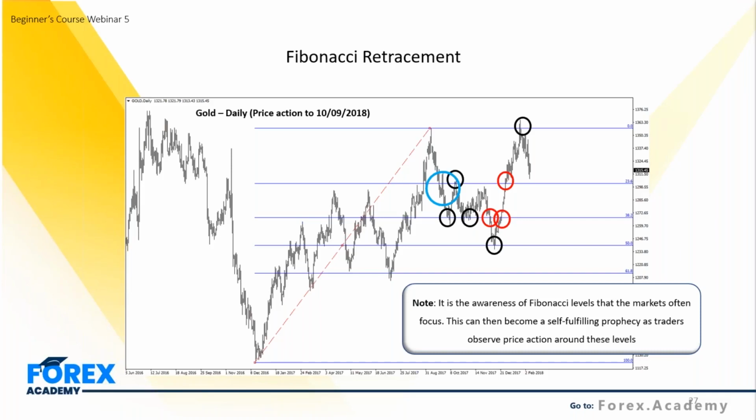What we can see are certain levels where we see bounces from our Fibonacci retracement, and levels where we see the price break through to the upside. So as technical analysts looking at the market structure, we'll be trying to identify the Japanese candlesticks to give us the key information that we need to trade. It is the awareness of Fibonacci levels that the market often focuses on. I suppose one of the points I'd like to make is that it often becomes a self-fulfilling prophecy.